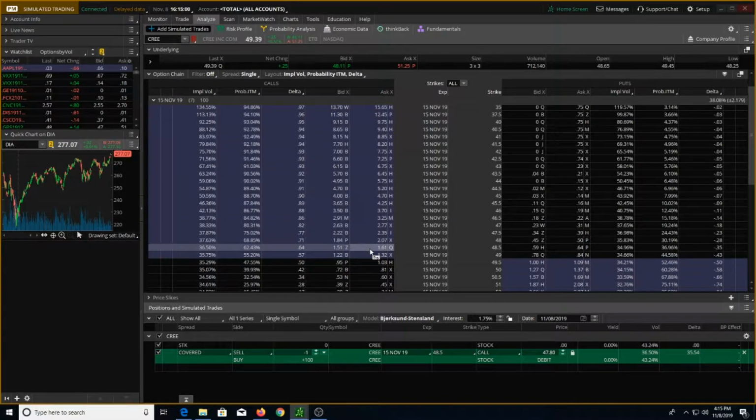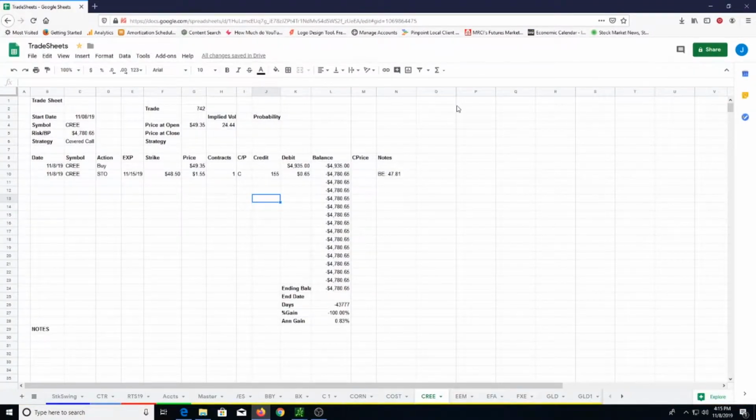I was able to buy the stock at $49.35. This is what I use to calculate my trades. This is actually my trade journal that I use, and of course feel free to copy it. I think it's the first time I've shown it on the site. Basically, I sold the call first, and then I bought the stock here. I only did one contract. I did it in my live account, although I show the example on the simulated account.